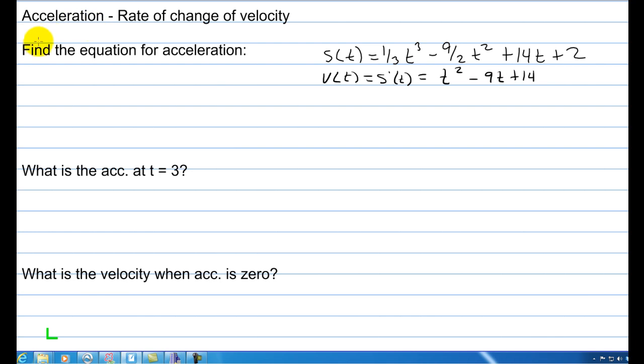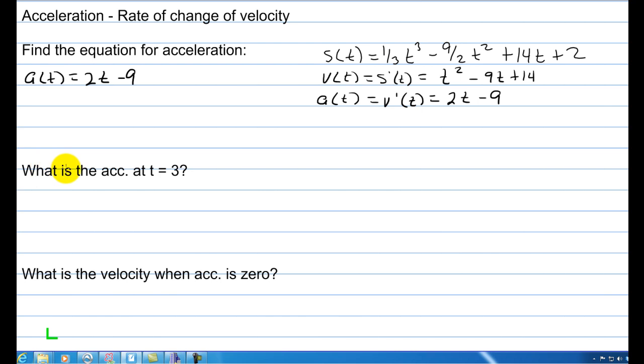Now, it says find the equation for acceleration. Acceleration is the derivative of velocity. It's the change in velocity. If you press on the accelerator in your car, you're going to accelerate. Your velocity is going to change. That's acceleration. So the equation for acceleration is 2t - 9 using the power rule. So here we have it. Acceleration, the formula, is 2t - 9.